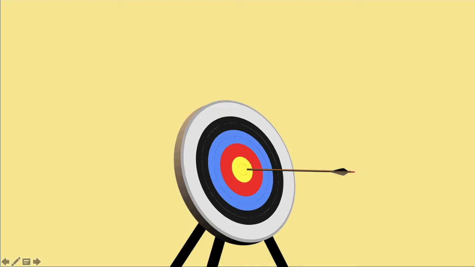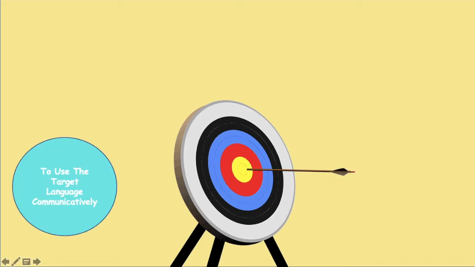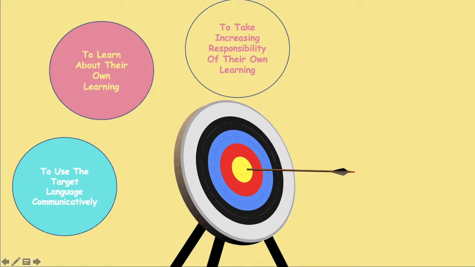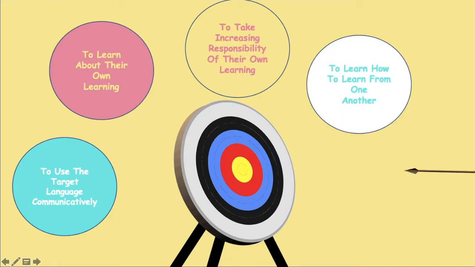What are the goals of using this teaching method? The teachers who are using this method want students to learn how to use the target language communicatively, to learn about their own learning, to take increasing responsibility for their own learning, and lastly, to learn how to learn from one another. All of these objectives can be accomplished in a non-defensive manner if the teacher and learner treat each other as whole persons, valuing both thoughts and feelings.